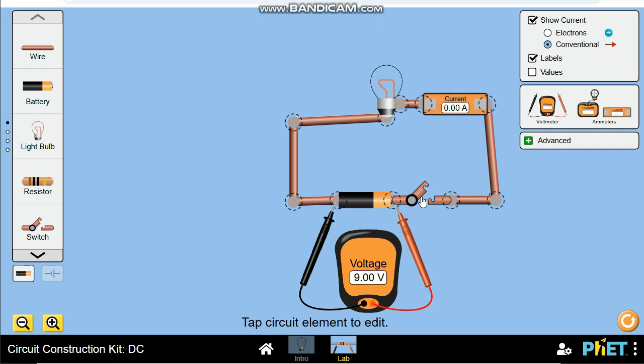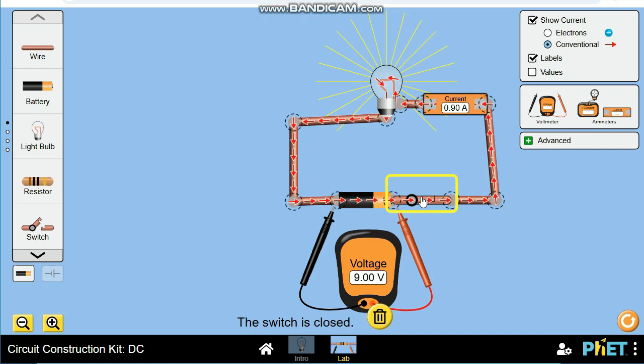Now, let us demonstrate Ohm's law. As soon as the switch is turned on, you can see that current starts flowing, which is indicated by the movement of the arrows. Here you can see that the potential difference or voltage is 9 volt and the value of the current is 0.90 ampere.